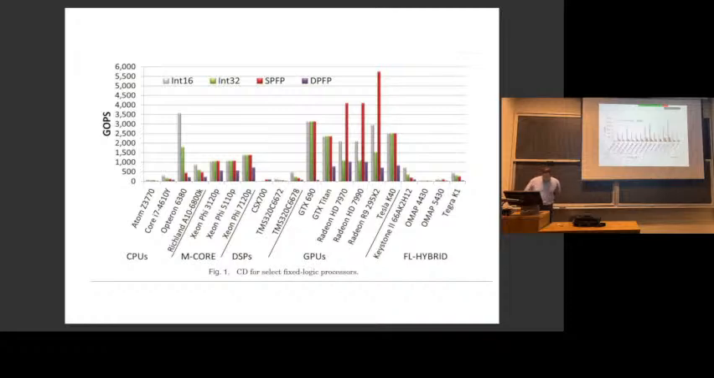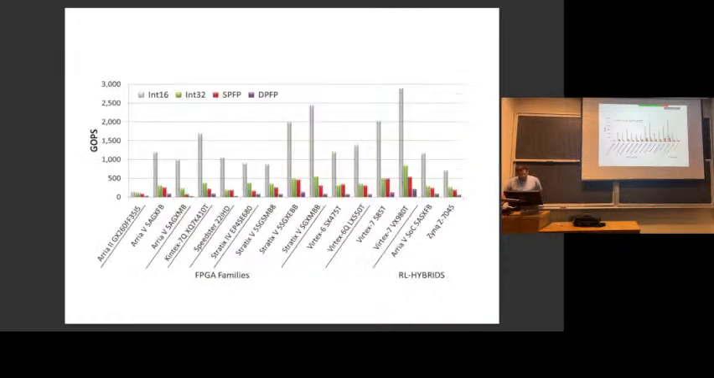OK, so this is the result for FPGAs. And for FPGAs, we see int16 for basically everybody is always higher than int32, which is higher than floating point, and so on. Why do you think that is? So in an FPGA, why is that? We didn't explicitly build SIMD units. Yeah? Yeah, so that's exactly right.